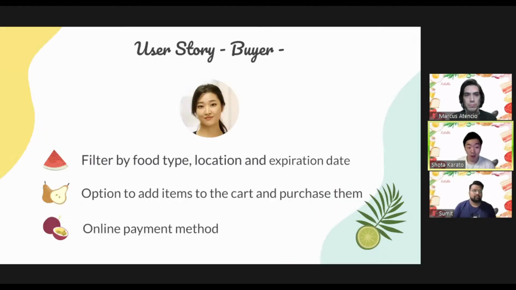And for the buyer, we want to be able to show all the items up for sale and filter those results by different criteria, including food type, location, and expiration date. We are also focusing heavily on the act of buying. So we want to make it as easy as possible for the buyer to put an item in the cart and purchase them. And we also provide a way to make payment online so that the buyer can simply visit the shop and pick up the item without even paying at the shop. So now Sumit is going to walk us through our tech stack. I'll pass it to Sumit.